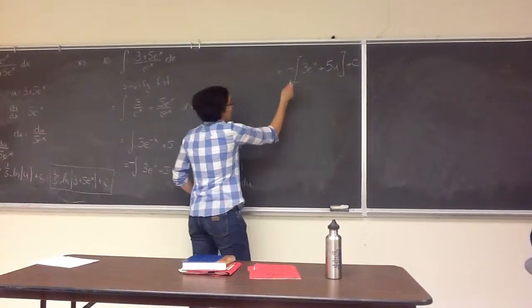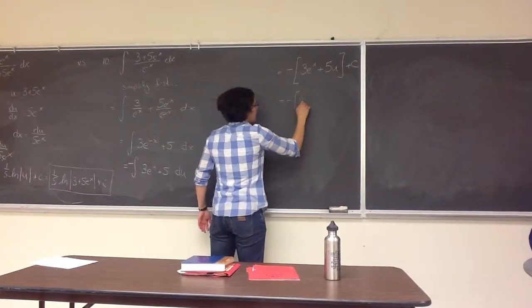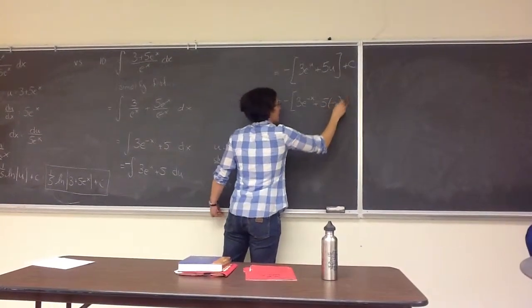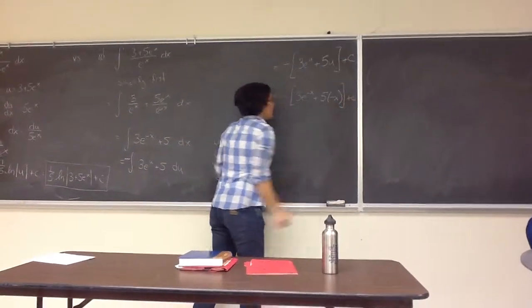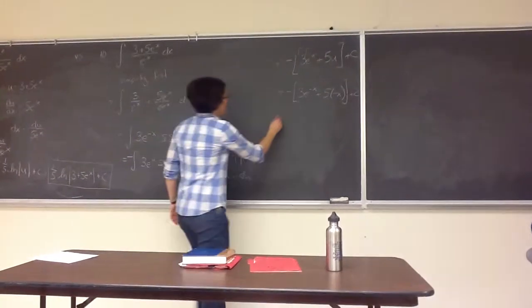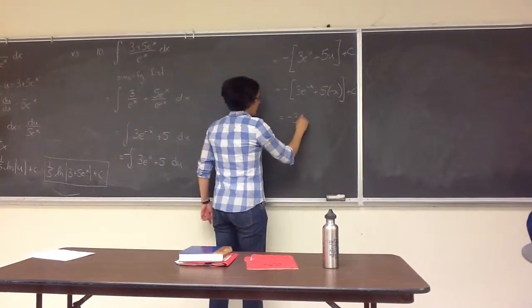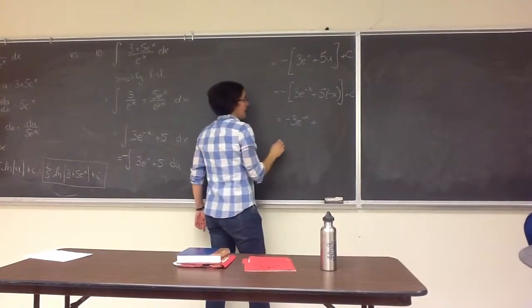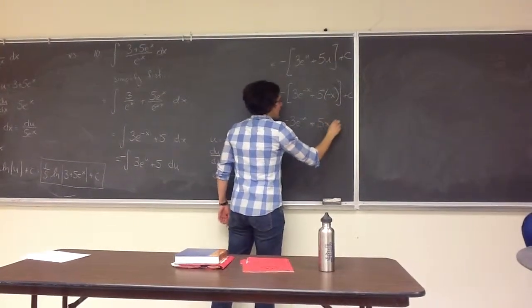And then I turn this back into x's, so I have negative 3e to the negative x plus 5 times negative x, all plus c. This is a valid final answer, but if I want to clean up my negative signs, I'm certainly welcome to do so. I have negative 3e to the negative x, and with two negatives, plus 5x plus c.